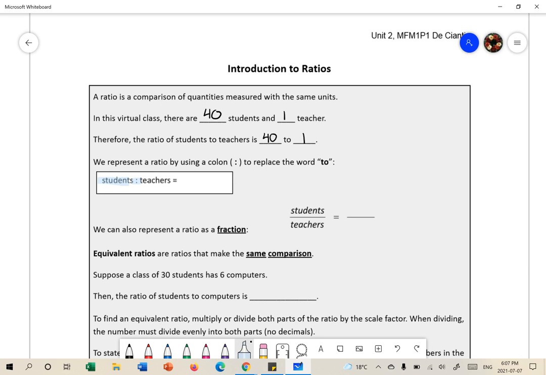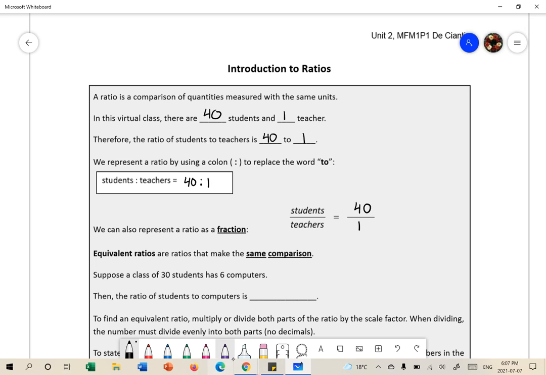students, teachers. 40 to 1. We could also write it as a fraction. 40 over 1. Ratios and fractions represent the same information. They're just written in a different way.